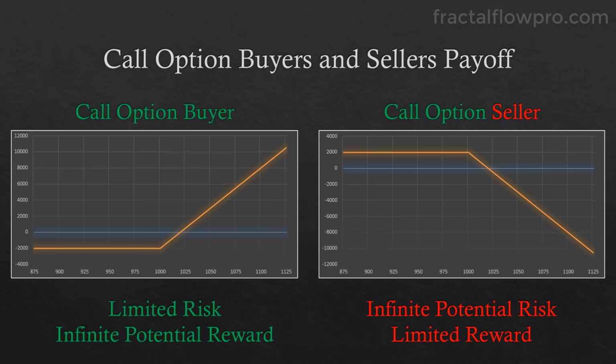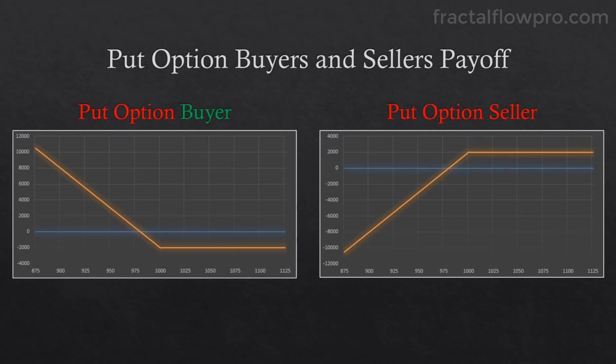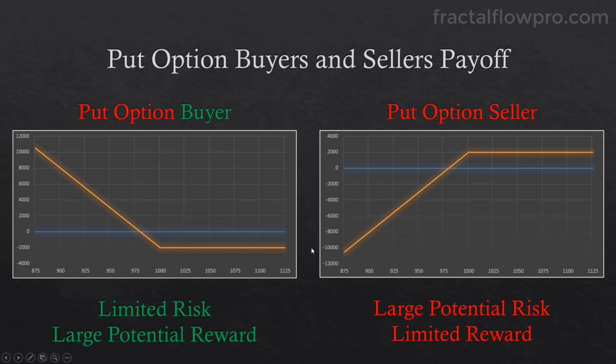With put options, the risk structure is similar, but with subtle differences. Put option buyers have a small risk that is limited to the option premium and a large potential reward instead of an infinite potential reward like the call option buyers. That happens because there is a limit to how much a stock can fall. It can never go below 0, but there is no limit to how much a stock can rise. Either way, the risk structure of put option and call option buyers is very similar.